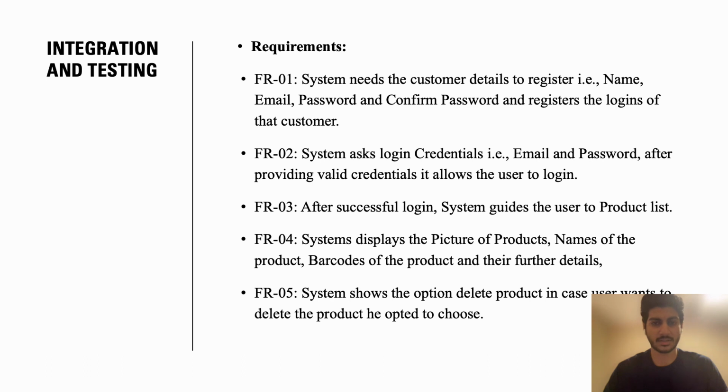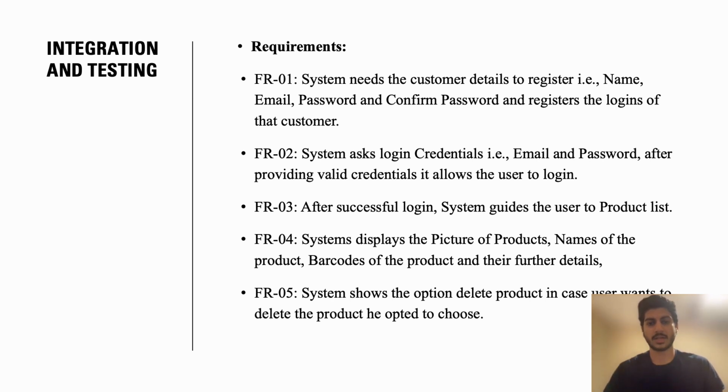Functional requirement 1: the system needs the customer details to register his name, email address, and new password, and registers the login of the customer. Functional requirement 2: the system asks for login credentials, which are the customer's email and password. After providing valid credentials, it allows the user to log in.